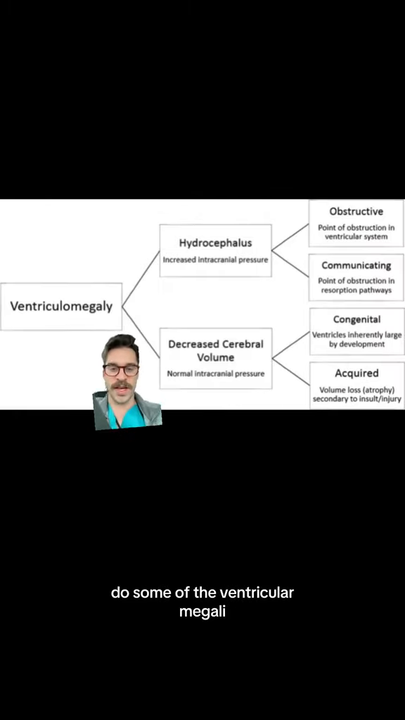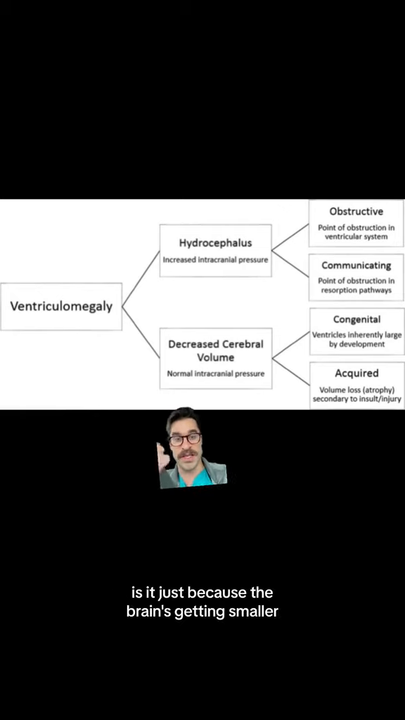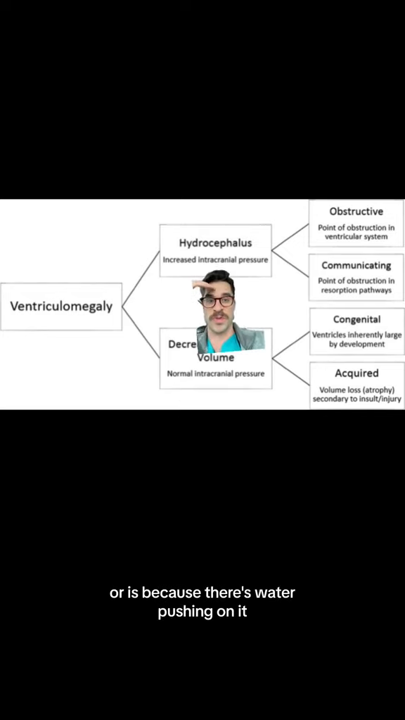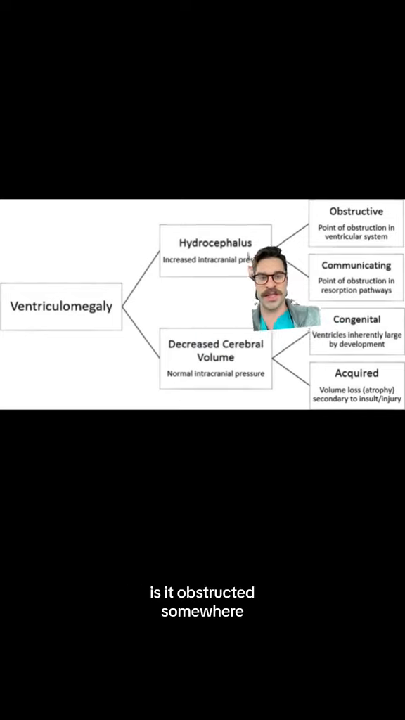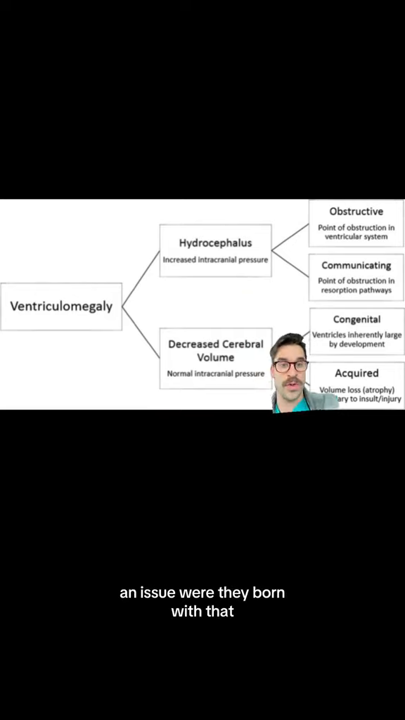See someone with ventriculomegaly, there's a huge differential, which just means a big list of diseases that could cause it. You have to figure out, is it just because the brain's getting smaller or is it because there's water pushing on it? If the water's pushing on it, is it obstructed somewhere? Is it not obstructed somewhere? Is it an acquired issue? Were they born with that?